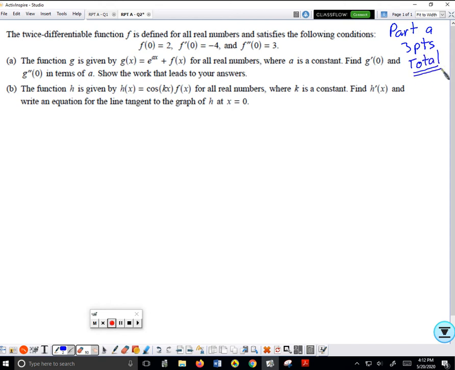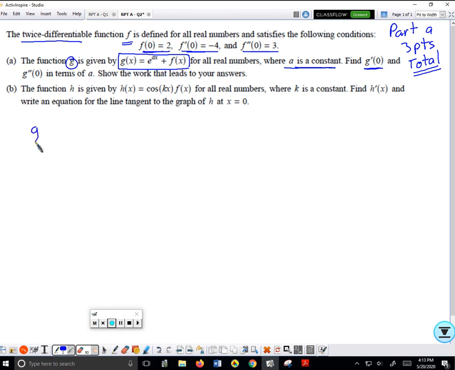And here's how we solve it. Twice differentiable, pay attention to that, sometimes that's important. F is defined for all real numbers and satisfies the following conditions. Okay, keep going. Function G is this formula. Remember, A is going to be a constant. Yep, they tell us A is a constant. Find G prime of 0. Stop right there. Let's do that first.